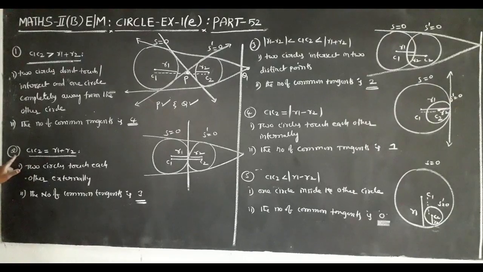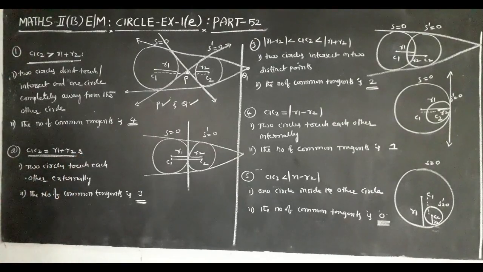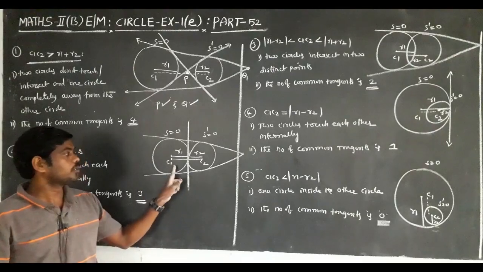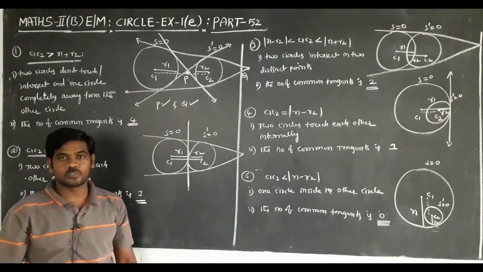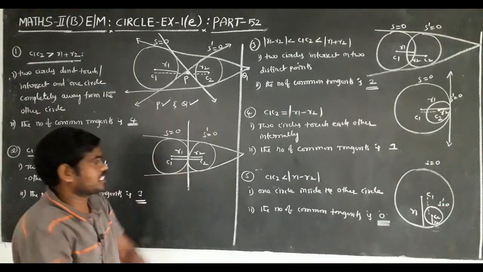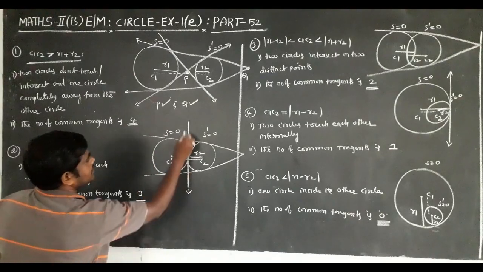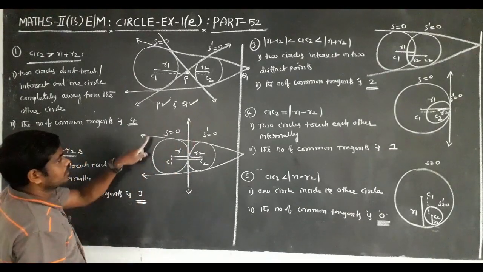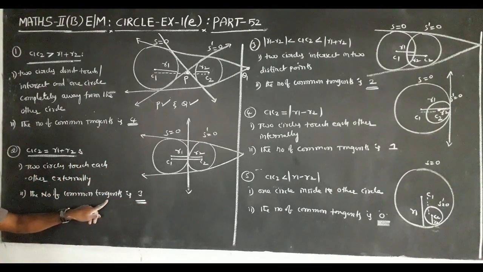Second one, if C1C2 is equal to R1 plus R2, in this case two circles touch each other externally. In this case the number of common tangents is 3. 1, 2, 3.